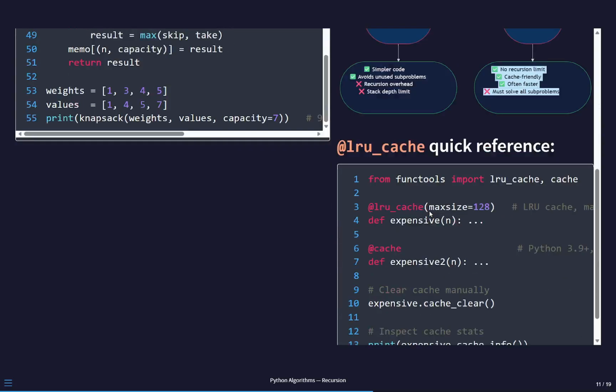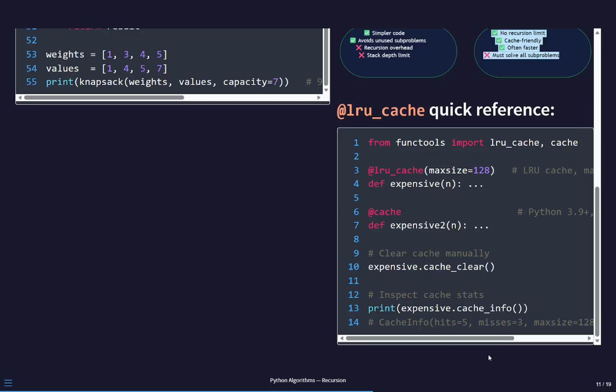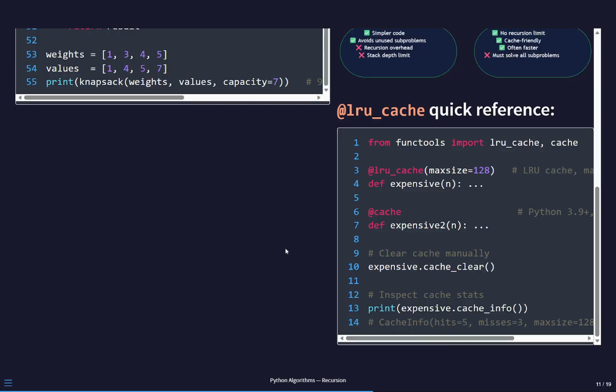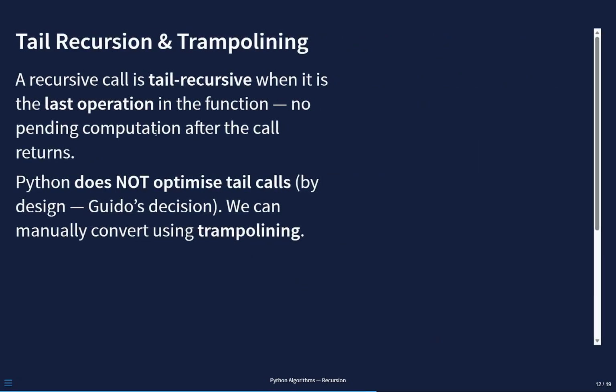Click. The @lru_cache and @cache decorators are all you need for most DP problems in Python. @cache from Python 3.9 is a simpler unbounded LRU cache. Use cache_clear to reset between test cases and cache_info to profile hit rates. A recursive call is tail recursive when it is the very last operation the function performs.